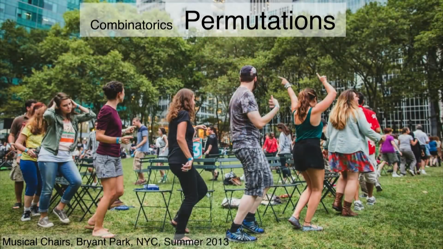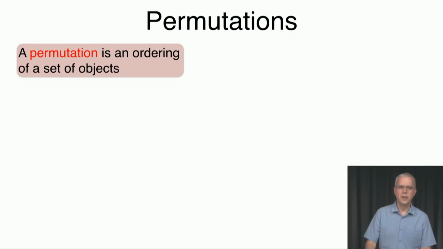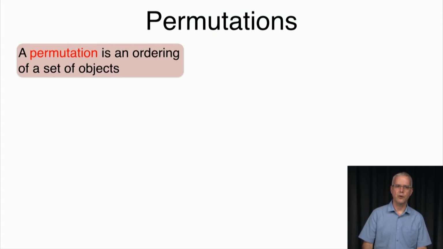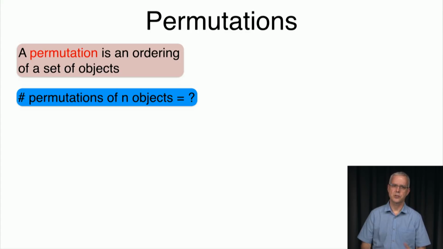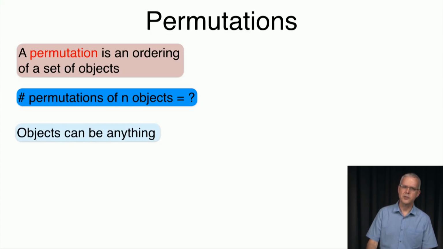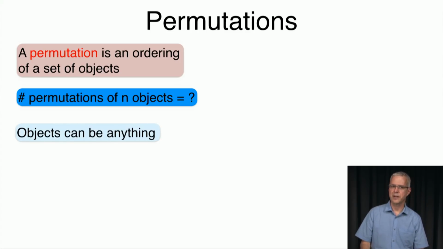Welcome again, everyone. In this sequence of lectures, we're going to talk about combinatorics, which are basically somewhat more advanced ways of counting structures, and we'll start talking about permutations. A permutation is an ordering of a set of objects, and we are interested in counting the number of permutations of n objects. And the objects can, of course, be anything. It won't matter to us what they are.